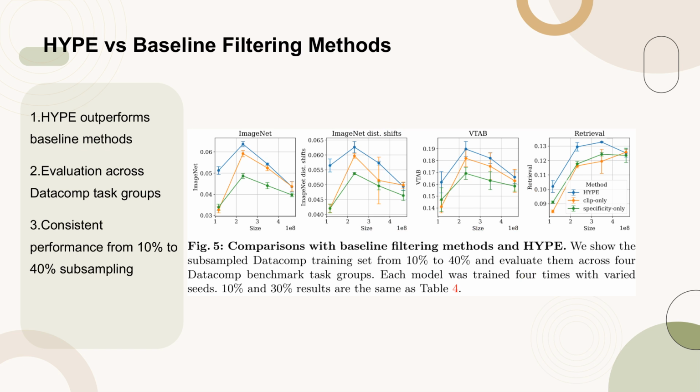Figure 5 presents a comparison of HYPE with baseline filtering methods, focusing on the performance of models trained on subsampled DataComp training sets ranging from 10% to 40%. The evaluation spans 4 DataComp benchmark task groups, with each model being trained 4 times using different seeds. Notably, the 10% and 30% results are consistent with those shown in Table 4. The figure highlights that HYPE consistently outperforms the baseline methods, demonstrating its effectiveness across various sample sizes and task groups. This superiority is particularly evident at lower sample sizes, 10% and 20%, where the filtering effect is more pronounced, resulting in larger performance gaps compared to the baseline methods.